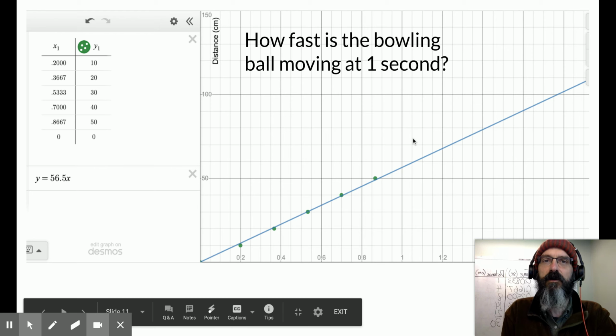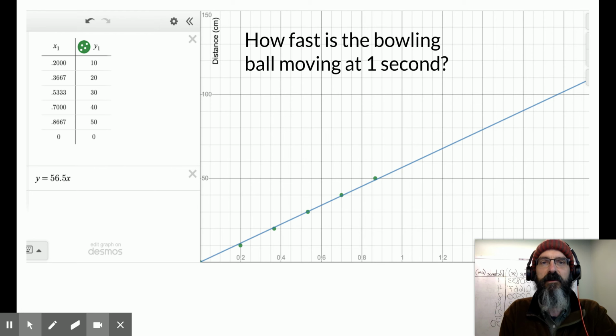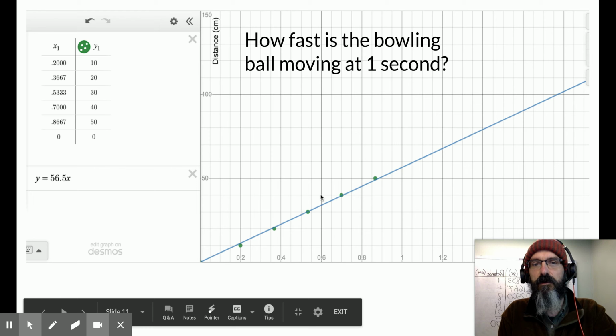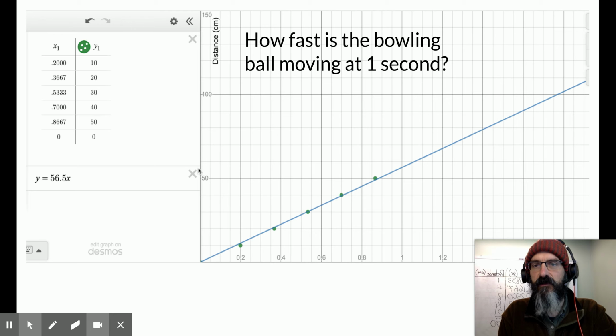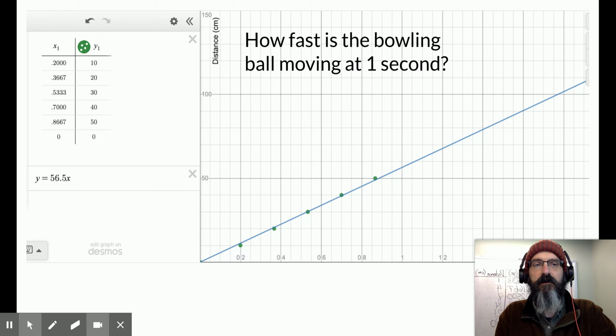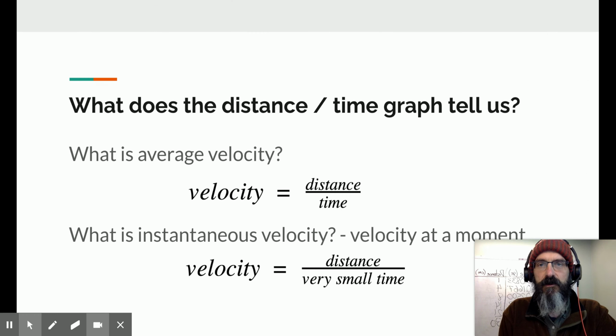So I want to know, how fast is the bowling ball moving at 1 second? Well, here's 1 second. Between 0 and 1, it moved, on the y-axis, about 56 centimeters in 1 second. Now notice our m value, 56.5. So in fact, on a graph like this, our velocity, or how fast the bowling ball is moving at 1 second or at 2 seconds or at any time, is 56.5 centimeters per second.